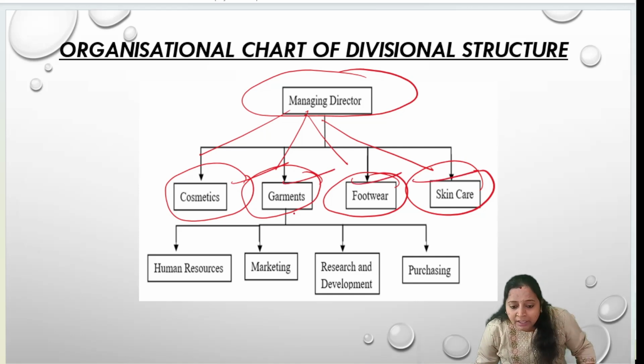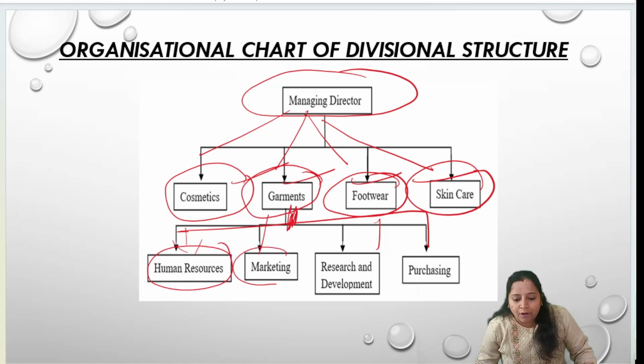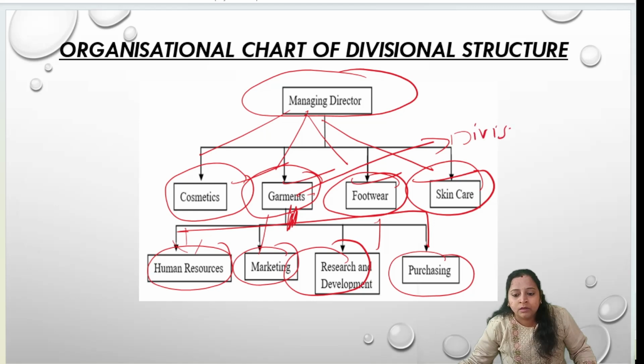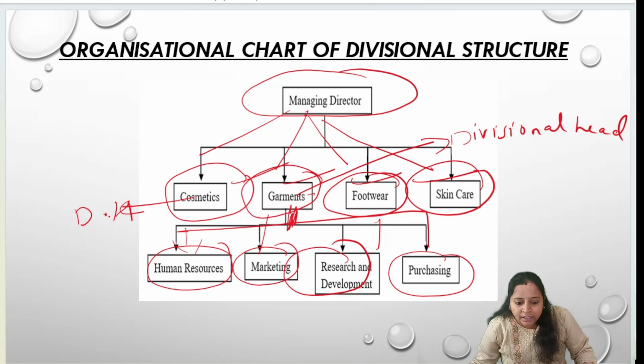So you can see under each product you have to perform different functions here. See, under garments you have HR, marketing, research and development, purchasing. So this garments is headed by one person who is called a divisional head. Now again, when we come to cosmetics, this is headed by one person who is called a divisional head. Under this also you have to perform so many functions.